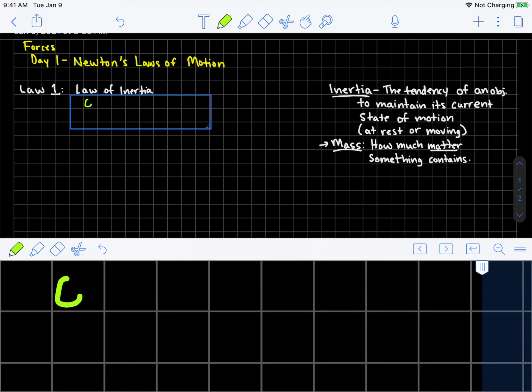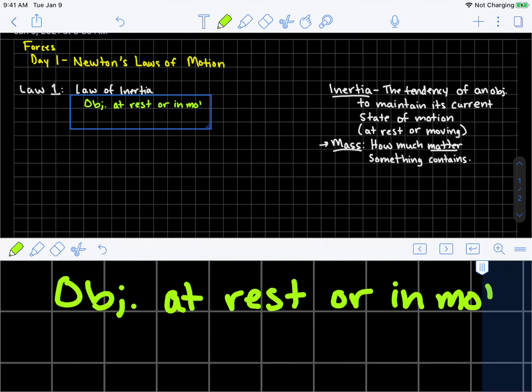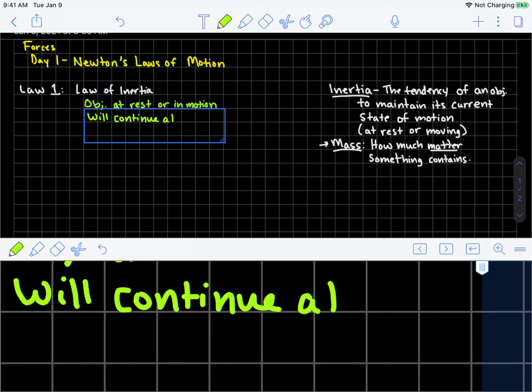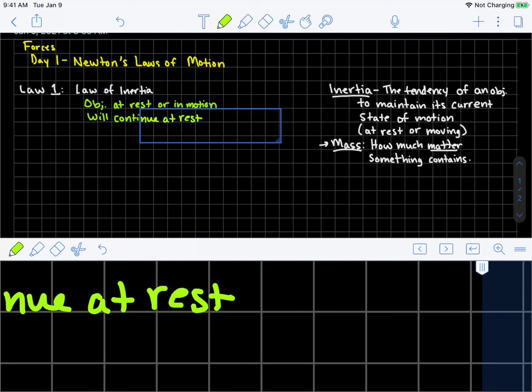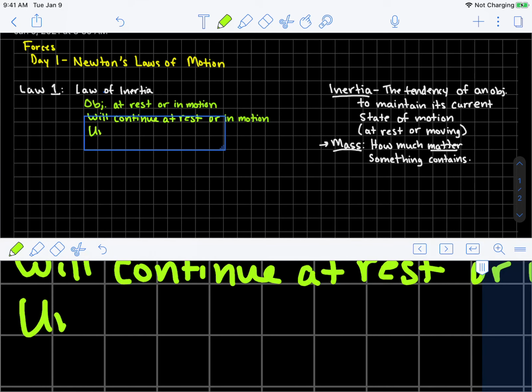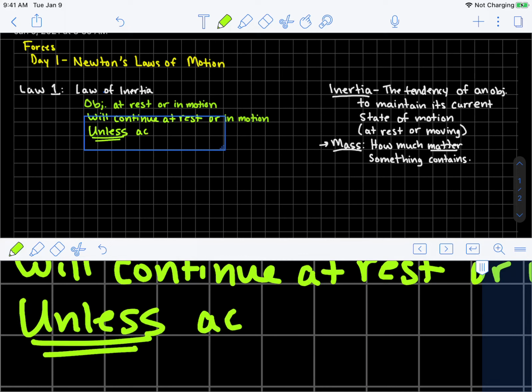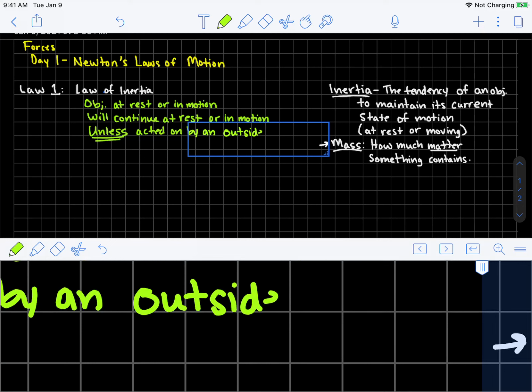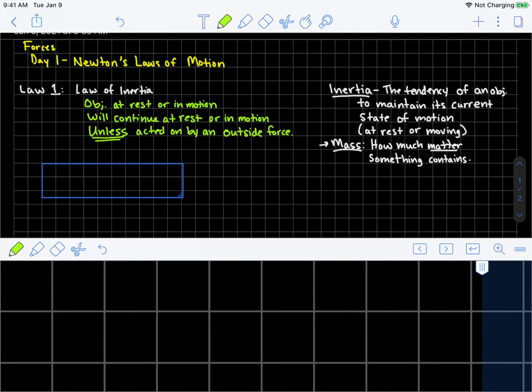And you guys have heard of this law before. Objects at rest or in motion will continue at rest or in motion unless acted on by an outside force. So there's our law of inertia.